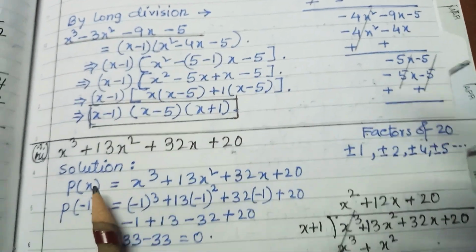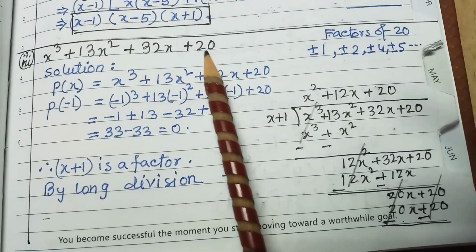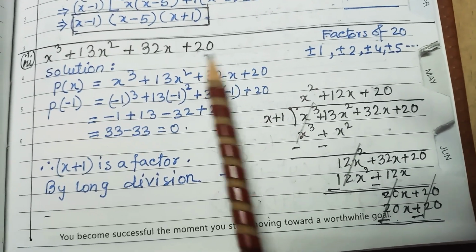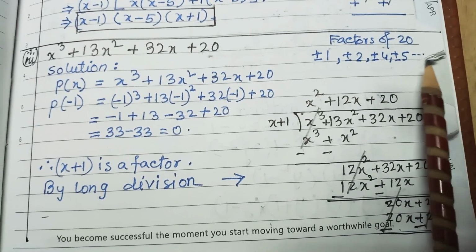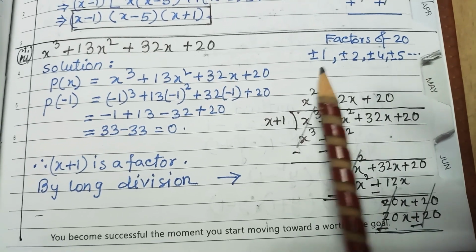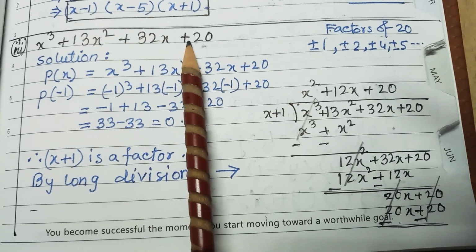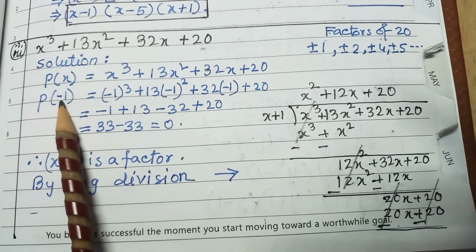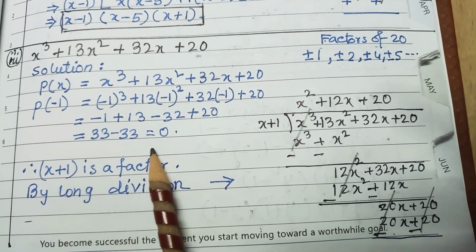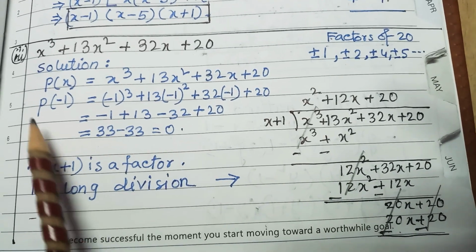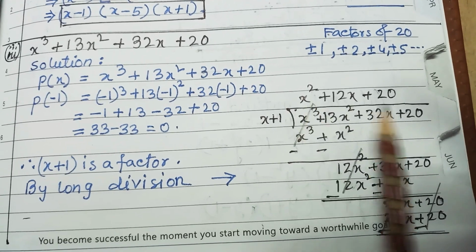Next question, again the same type of question. There I checked it by 20. 20 is the last number. So it is plus minus 1, plus minus 2, plus minus 4, plus minus 5, plus minus 10, plus minus 20. There are many factors. One by one we have to check. As they are all plus, take minus 1. Putting minus 1, that means substituting minus 1, its answer is 0. So x plus 1 is a factor. Divide it, and that is the quotient.